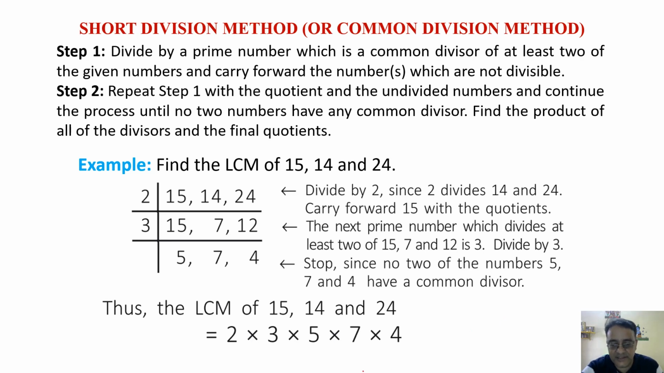See how we multiply this. 2 into 5 is 10. 3 into 4 is 12. Into 7, 12 into 7 is 84. So we'll get 840. So this is the final answer. Now we are moving towards one more example.